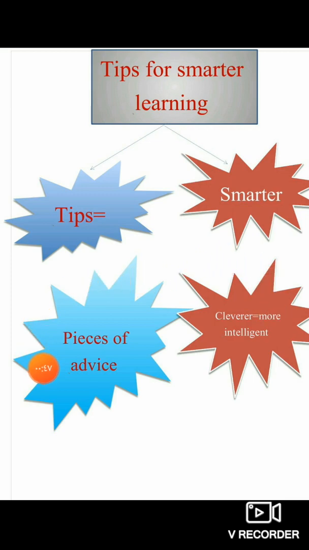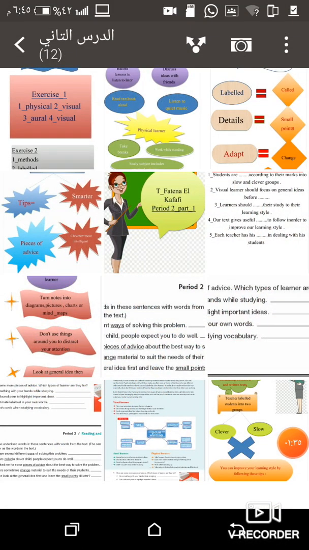So I want to give you now some pieces of advice. هناخد شوية نصائح. Why? To be smarter, عشان نصير إحنا smarter. Cleverer. In what? In learning. This is our lesson for today. Tips for smarter learning. Now, before starting, we have some vocab in order to understand our lesson. Let's move to this vocab.